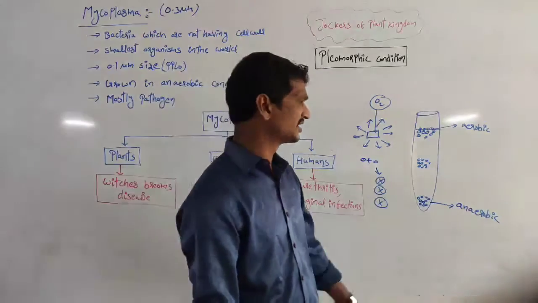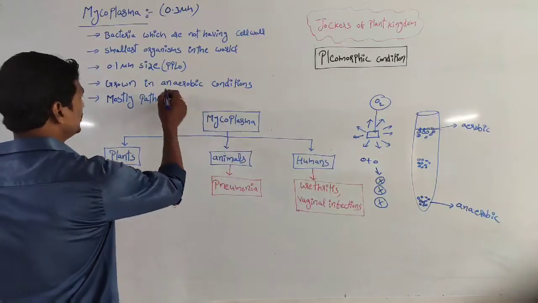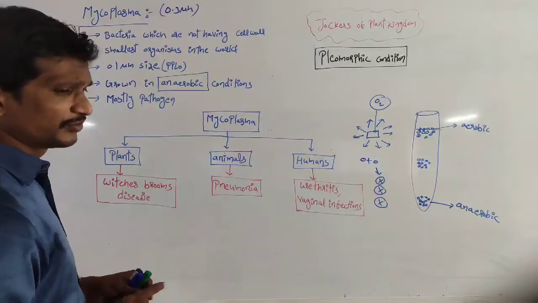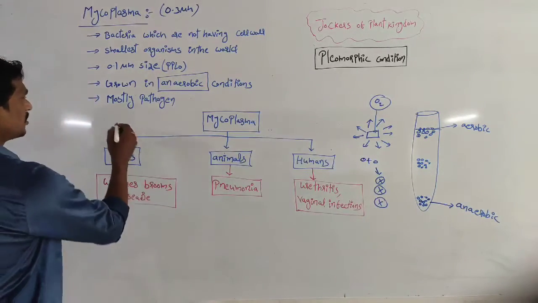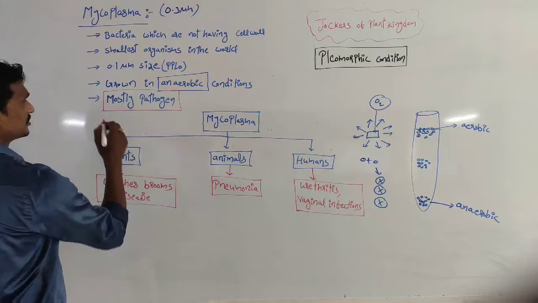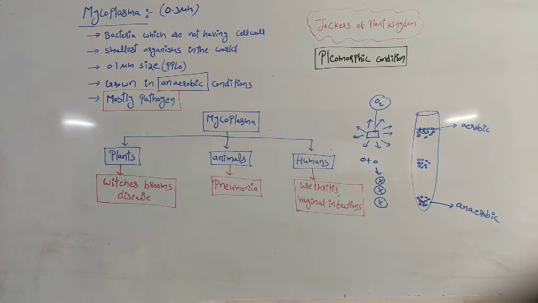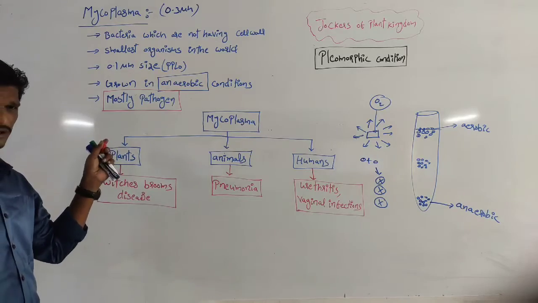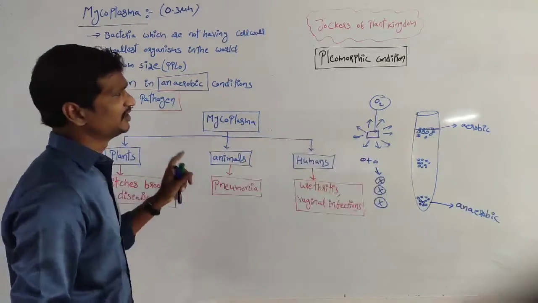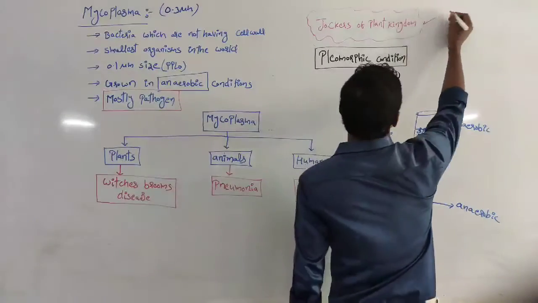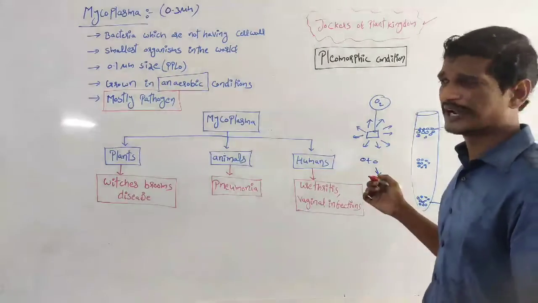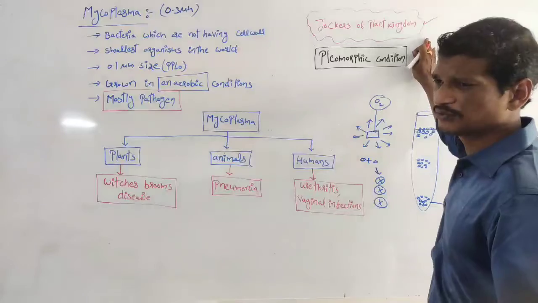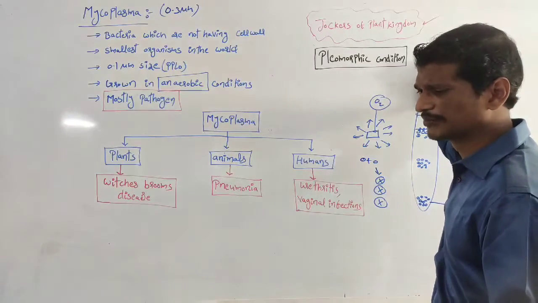So these bacteria are grown only in anaerobic condition. And remember, most of these bacteria are pathogens. I will explain how they cause diseases. Coming to the mycoplasma, these are also called jokers of the plant kingdom. So why are they called jokers of the plant kingdom?